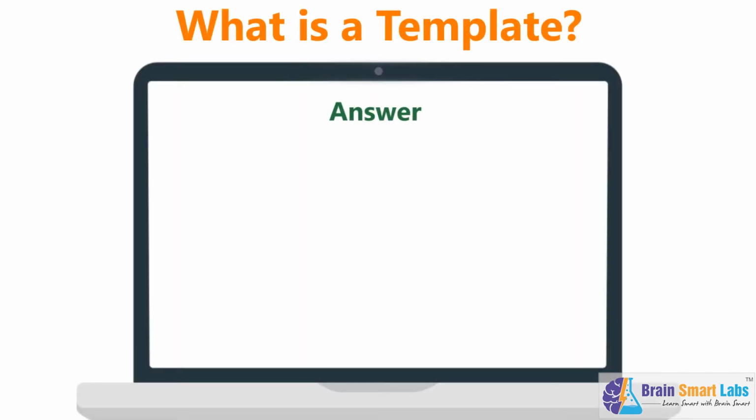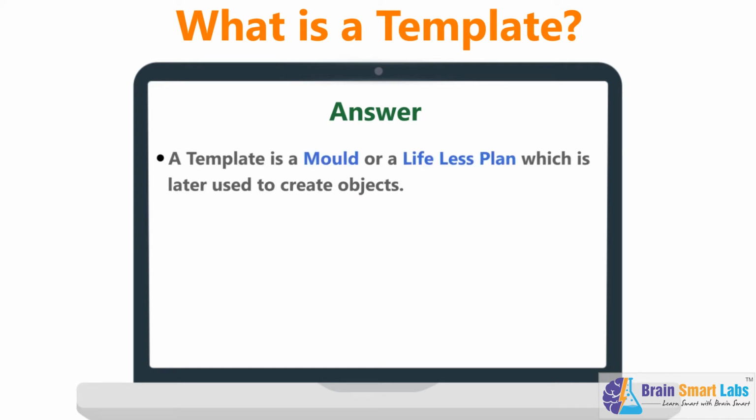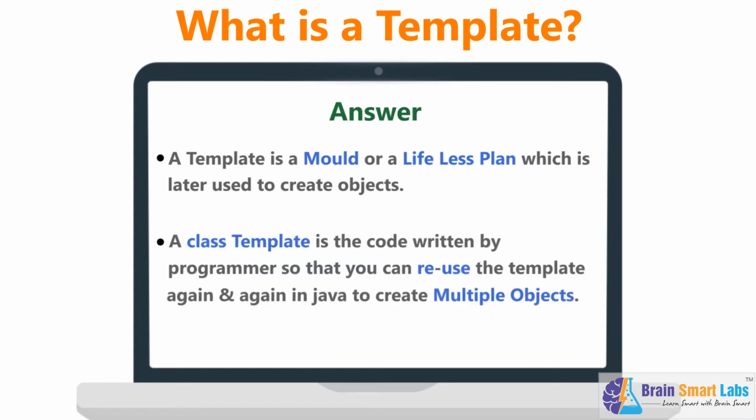If you ask me the question in an interview, what is a template, I will answer: a template is a mold or a lifeless plan which is used to create multiple objects in OOPS. A class template is the code written by a programmer so that you can reuse the same template again and again in Java to create multiple objects. Very good. I am so proud of you today. If you answer like this, everything is smooth, which teacher will not be happy?